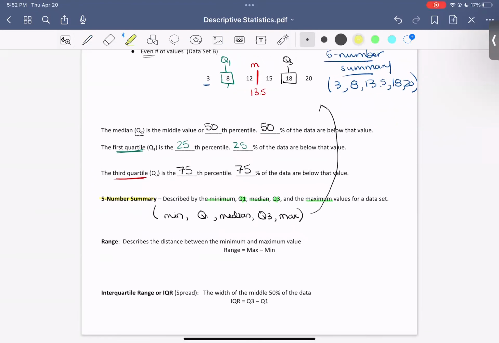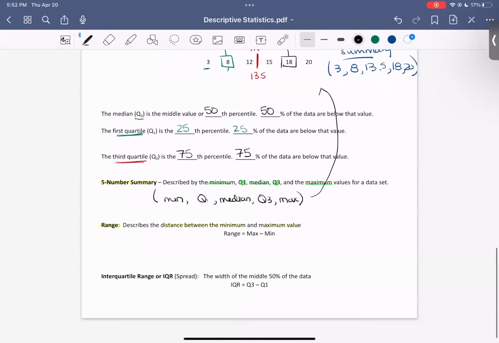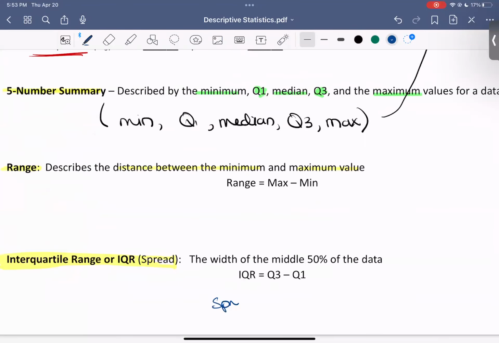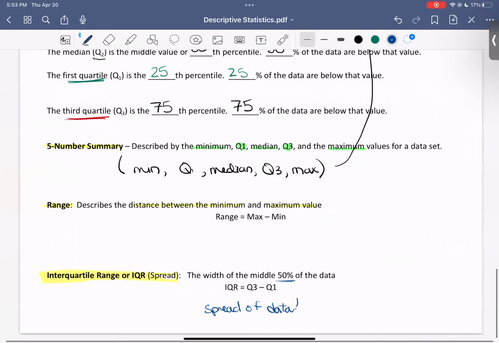And then next we have something called the range. The range just describes the distance between the min and the maximum values of our data set. It's not a good measure of spread because it's very influenced by outliers, but it does tell us where we can expect to find our data. But what we can use to measure the spread is the interquartile range, which is that concept that we started with. The interquartile range is just the difference between Q3 and Q1. In particular, it tells us where the middle 50% of the data is, or the spread of that middle 50%.